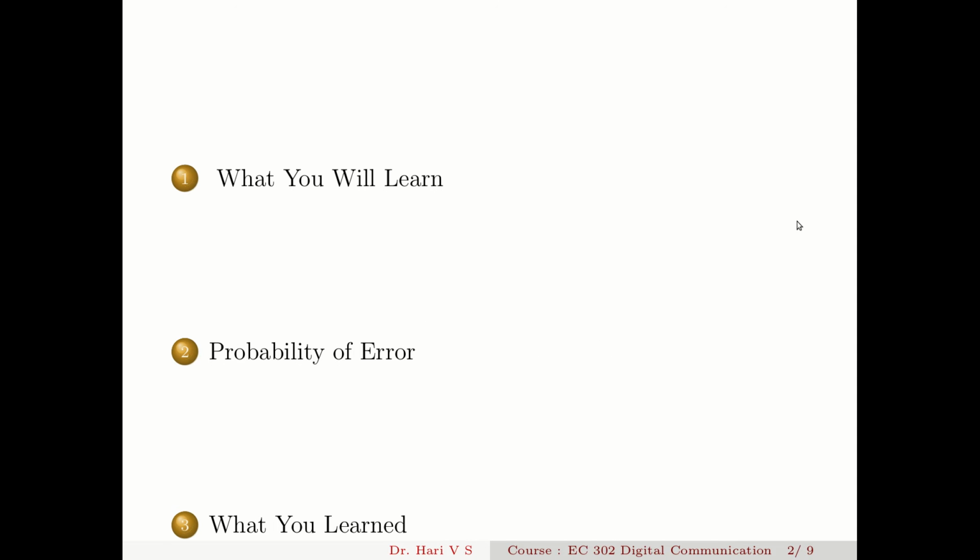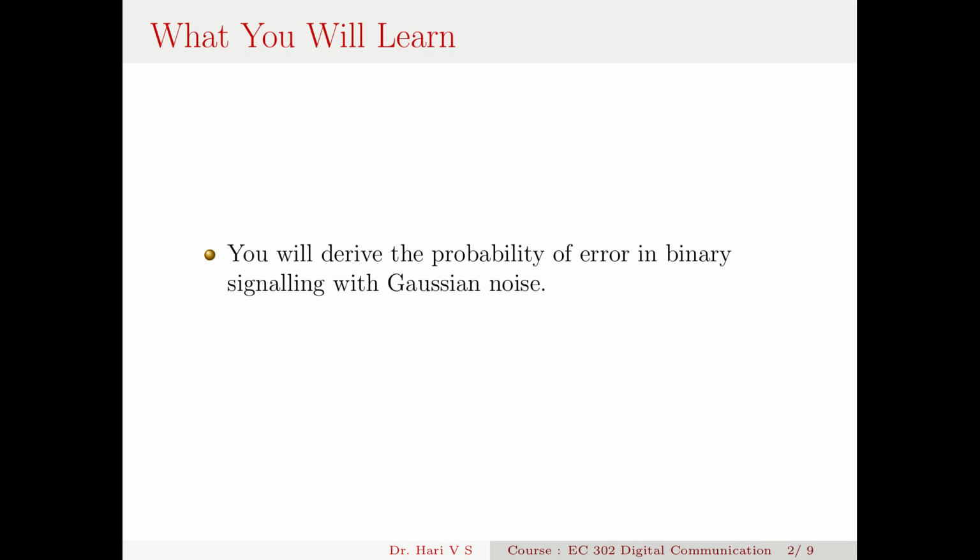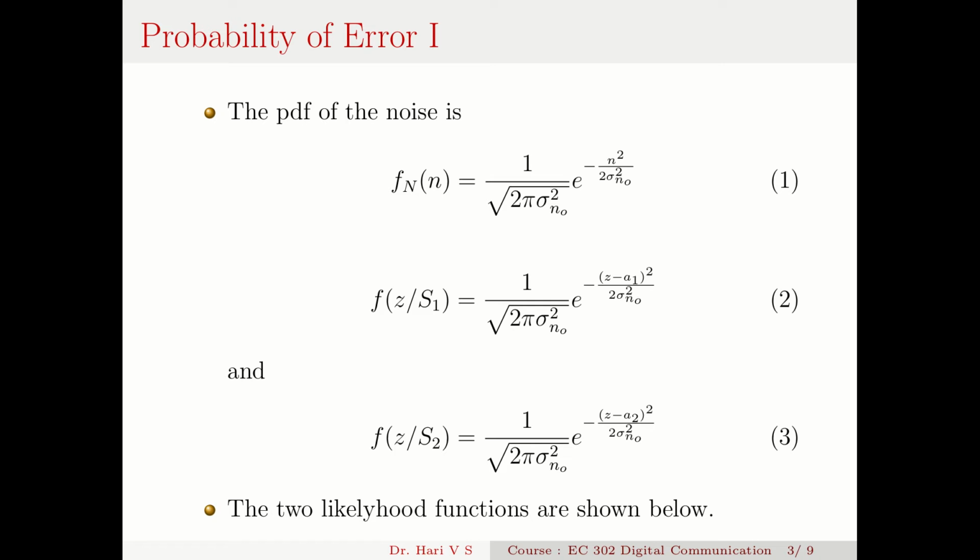Now the presentation is organized into the learning outcome, the derivation of the probability of error, and the summary of understanding. Here you will derive the probability of error in binary signaling with Gaussian noise. So the PDF of the noise is f(n) = 1 by root 2 pi sigma square, e raised to minus n square by 2 sigma square.